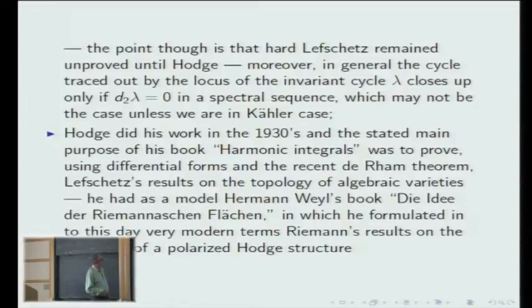So anyway, coming to Hodge's book, the purpose of his book was to prove the theorems that Lefschetz had proved about the topology of algebraic varieties using differential forms. De Rham's theorem had just been proved, and he wanted, using differential forms, to prove the Lefschetz theorems. He had as a model the book by Hermann Weyl on Riemann surfaces, which to me was the first really modern, at least differential geometry or manifold book. And it's the first definition of a manifold, De Rham's theorem for the first cohomology of a surface. All of these things appear in this wonderful book.